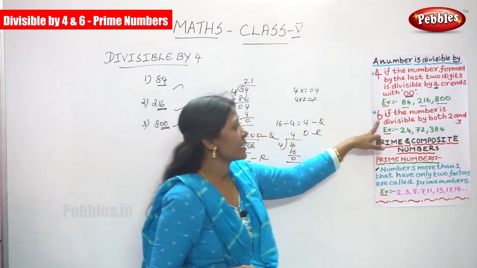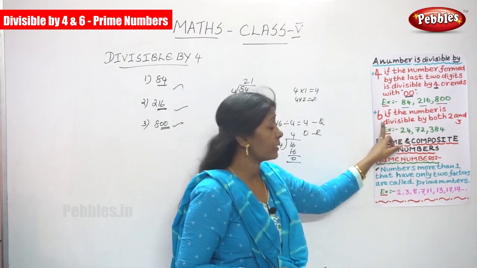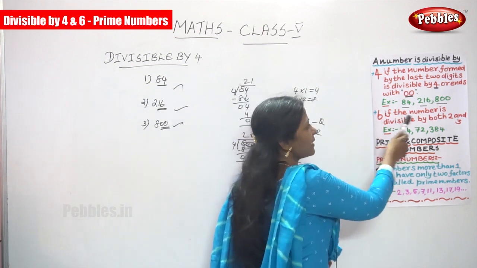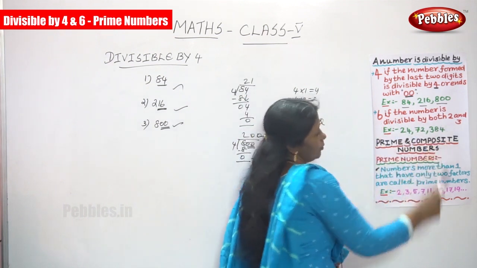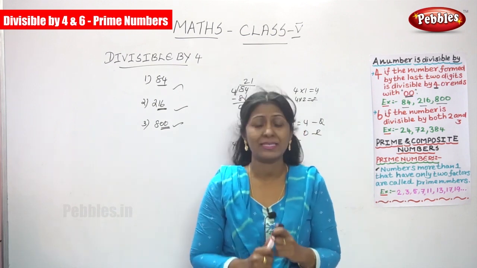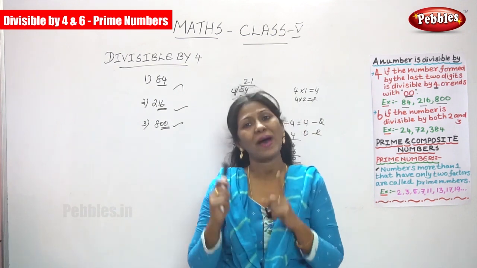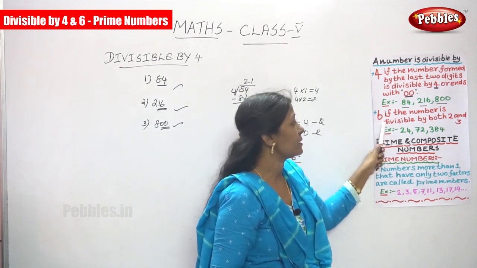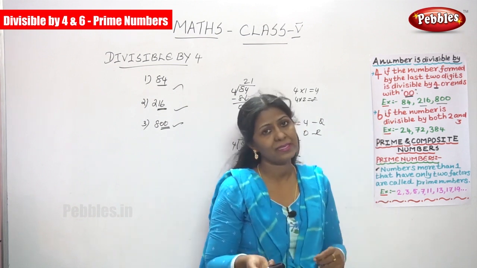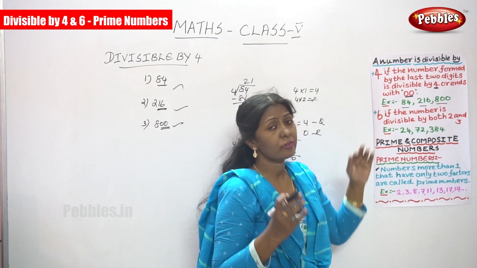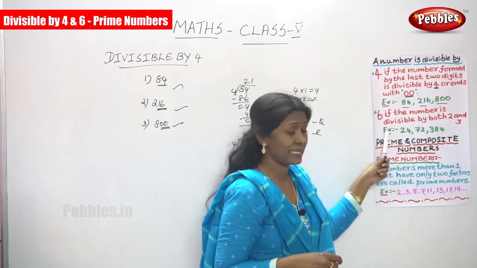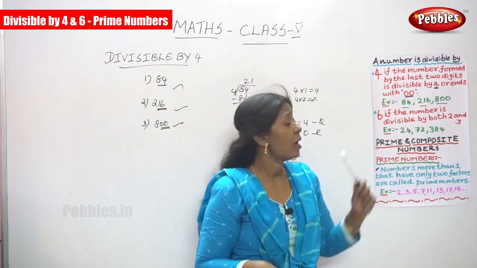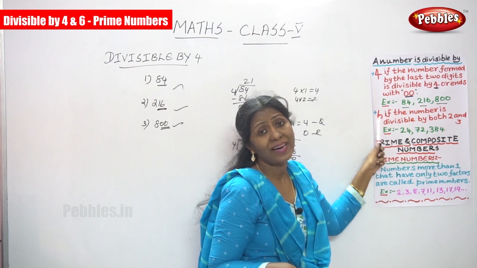Next, divisibility by 6. The rule of divisibility by 6 is: if the number is divisible by both 2 and 3, you can use this rule of divisibility by 6. What is the rule of 6? If the number is divisible by both 2 and 3, automatically this number is divisible by 6.